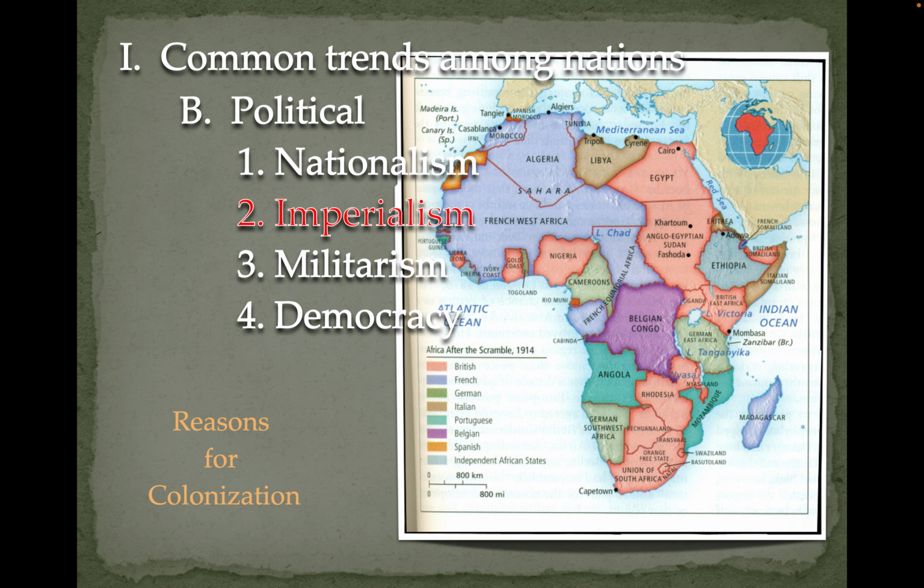Okay, so reasons for colonization: you get a marketplace, you get the materials, you get cheap labor, and not only that, this gave a place for European nations to invest. One of the things they would do is invest the capital or the money that they had into building things like railroad networks and transportation systems in order to get those materials out of there.